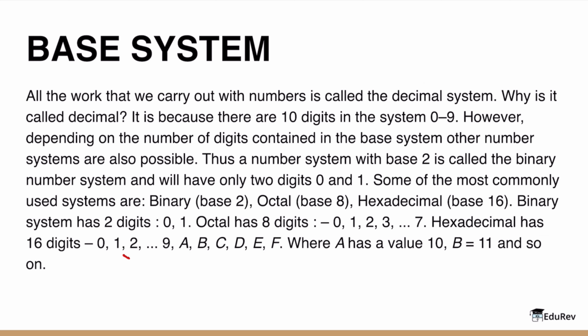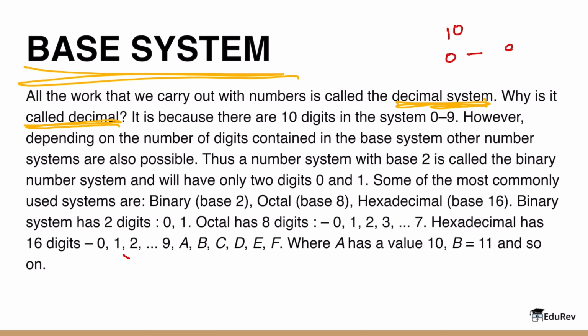Okay, next. Base system in this. So what is your base system? Now all the work which we have carried out with the numbers is basically your decimal system. Correct. Now why is it called your decimal system? It's because there are 10 digits in the system, from 0 to 9.